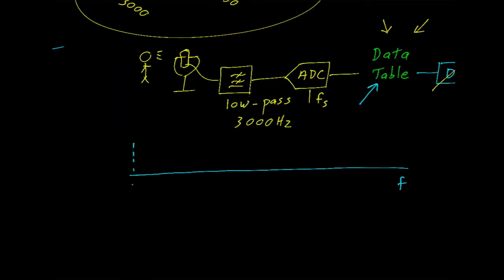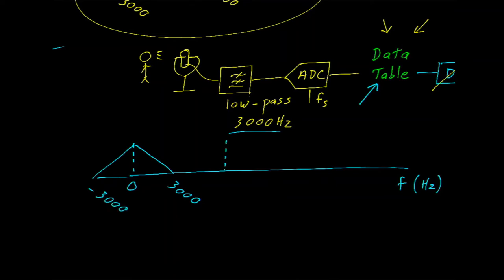It starts at zero. And then there is a wedge of frequencies. We'll assume the voice frequencies like we did before. So we'll let this be 3,000. This is the frequency in hertz. And if you like, make this negative 3,000.